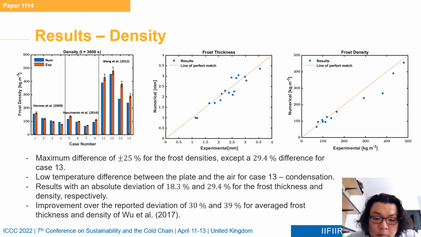Accounting for these errors, the results were obtained with absolute deviations of 18.3% and 29.4% for the frost thickness and frost density respectively, which is an improvement over the reported deviations of 30% and 39% for the average frost thickness and frost density of Wu et al. Also, as you can see from the frost thickness and frost density values compared for the numerical and experimental results, even the 29.4% difference of case 13 is still within a reasonable range of the simulated values.